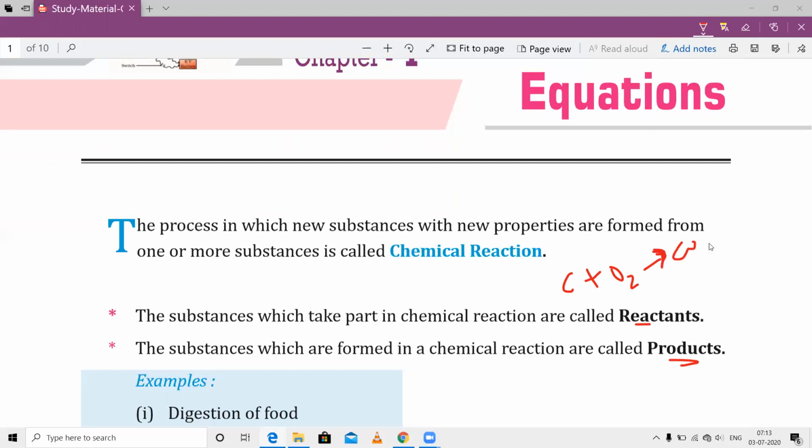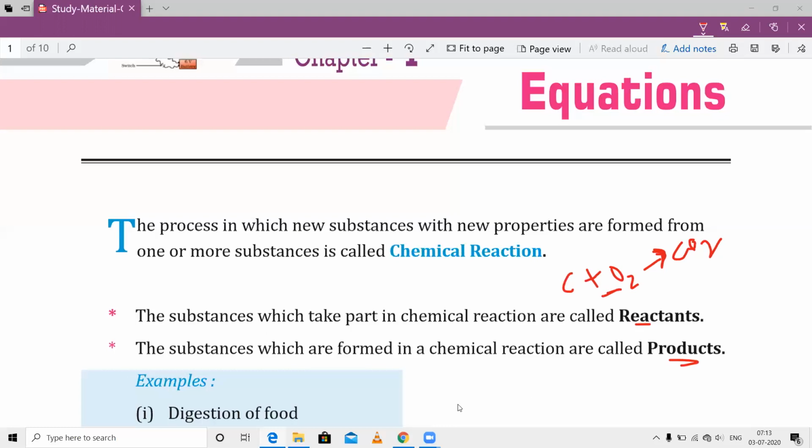ठीक है. So reactants, the substances which take part, so carbon and oxygen are taking part in this chemical reaction, so they become our reactants, and carbon dioxide is our product, the substance which is formed in the chemical reaction. तो CO2 is formed, ये बना हुआ है, जिनने पार्ट लिया that are C and O2, और जो final product है that is CO2. So these are reactants. Okay. And this is the product.